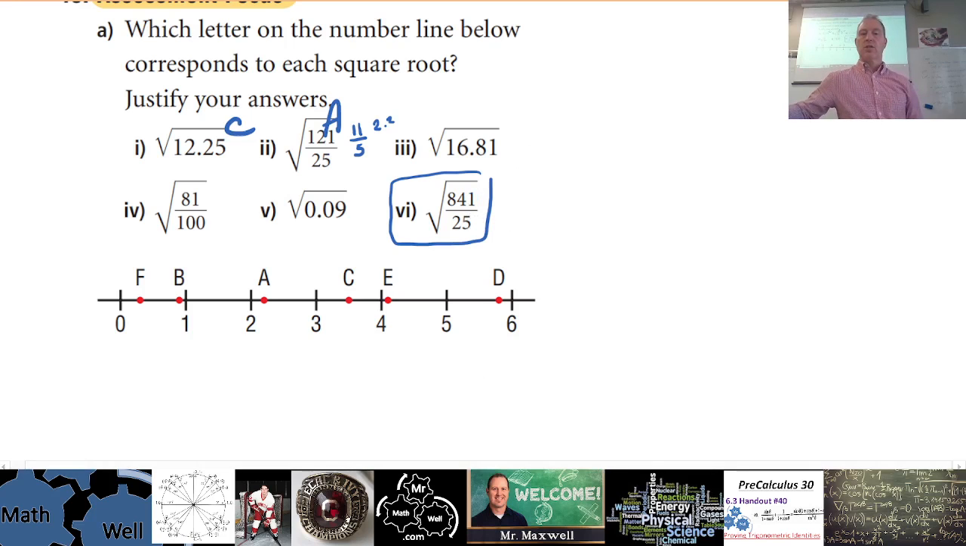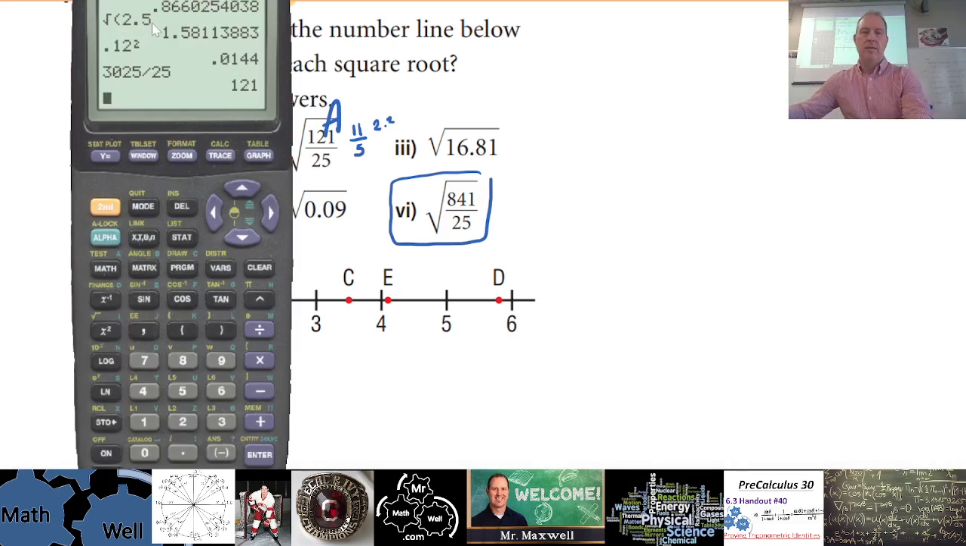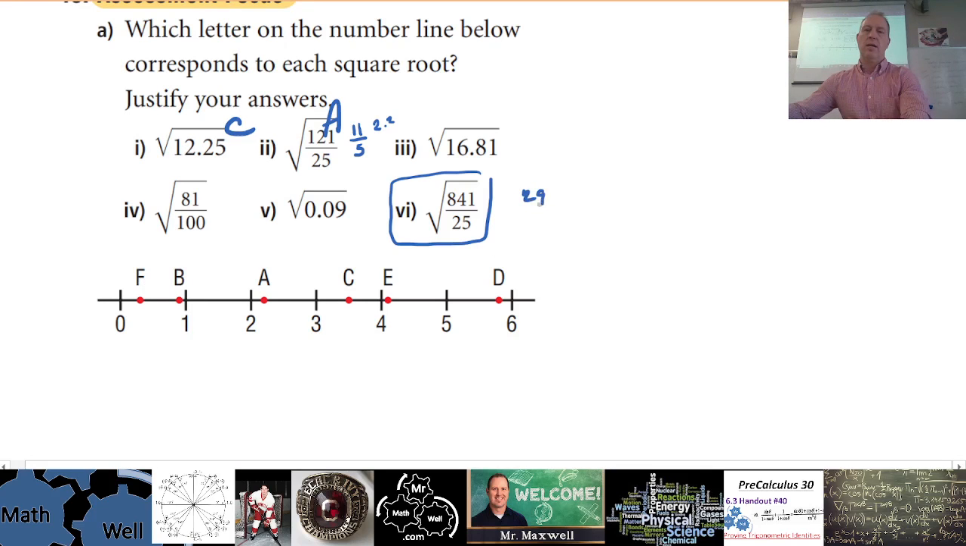So let's go ahead and ask Mr. Calculator. Can we take the square root of 841? What does Mr. Calculator have to say? Oh, look at that, it's 29. So guess what? This is actually 29 over 5, which is 5 4/5 or 5.8. So look at that, 5.8 is D.